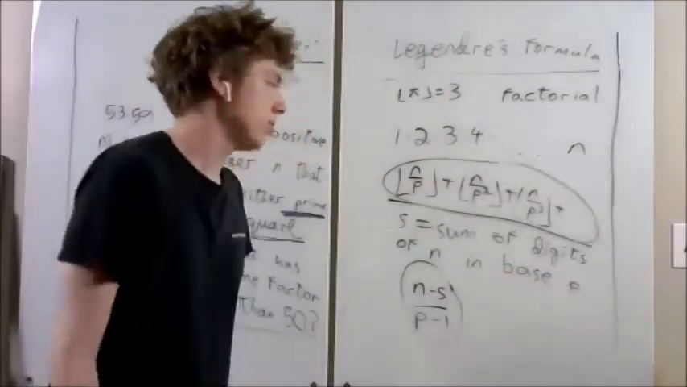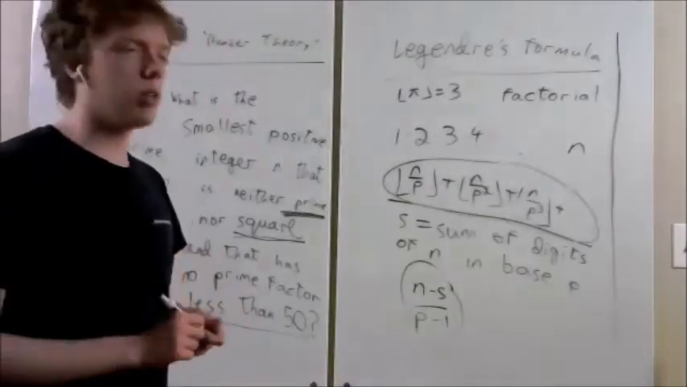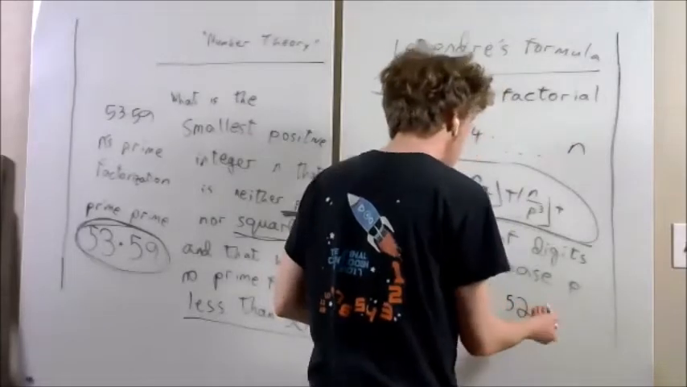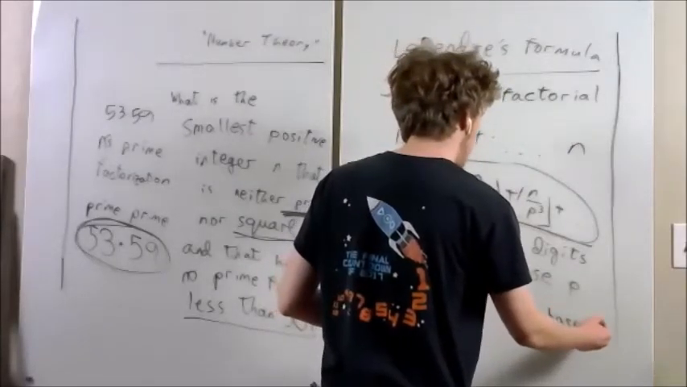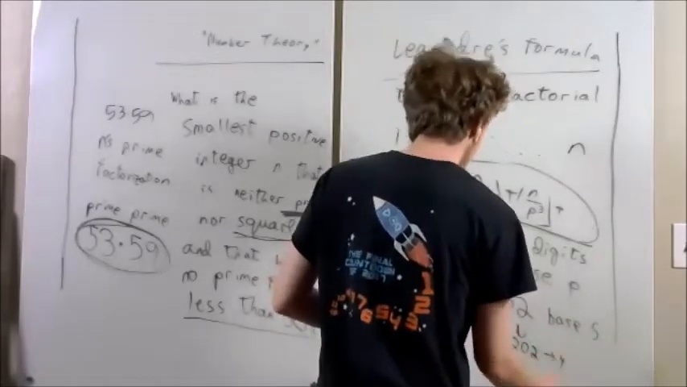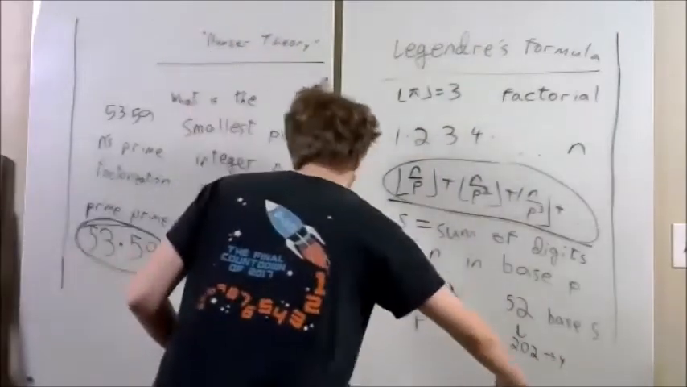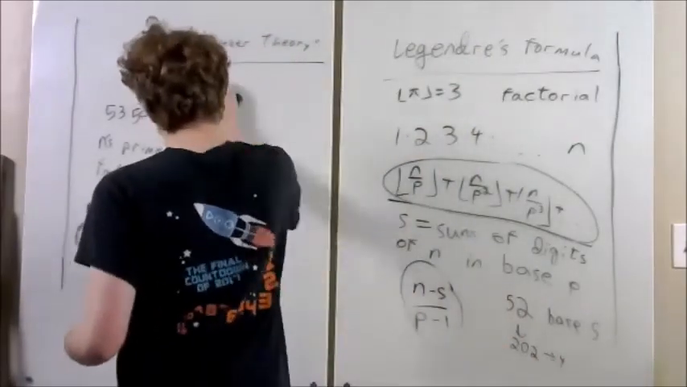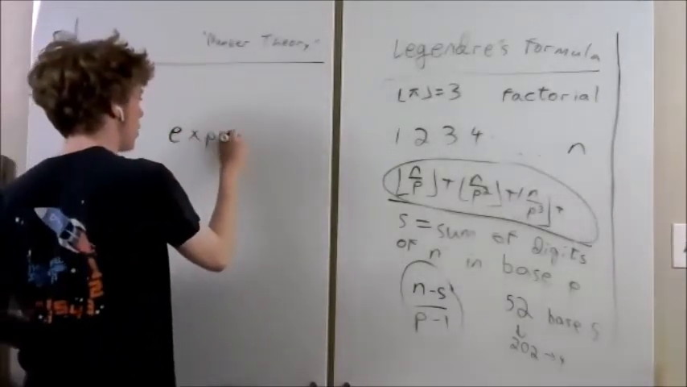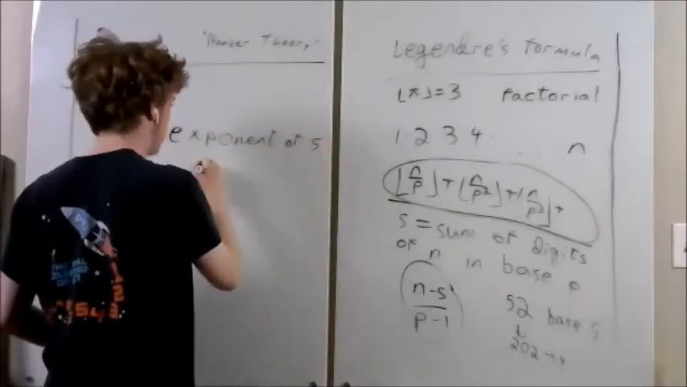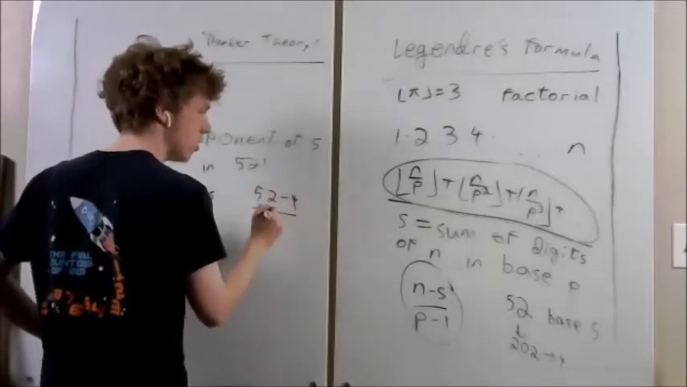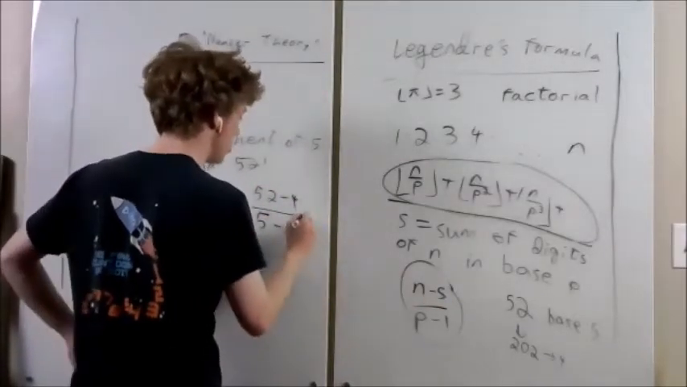Look it up. It's Legendre's formula. And just to give you a little bit of an example, you could say the sum of the digits of 52 in base 5. Well, you could write it as 202, which is 4. So the exponent of 5 in 52 factorial is 52 minus 4, because 2 plus 0 plus 2 is 4, divided by 5 minus 1, which is 12.